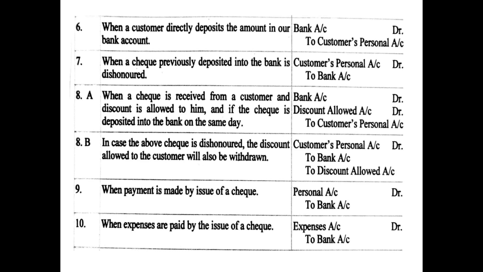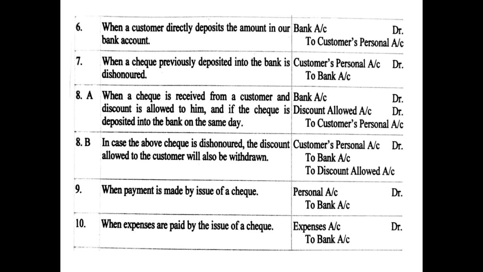Being an asset, if it increases, it will be debited. So we will debit bank account with the amount of checks so cleared. Then the discount which is given by the business to the customer is an expense for the business, that is a discount allowed. Therefore, it will also be debited, and the customer's personal account, that means the name of the customer, will be credited.